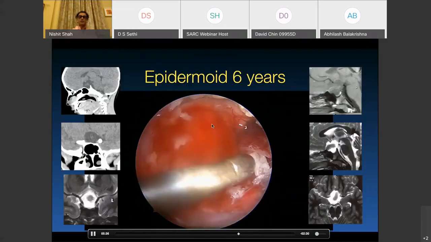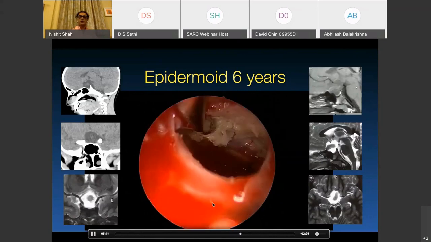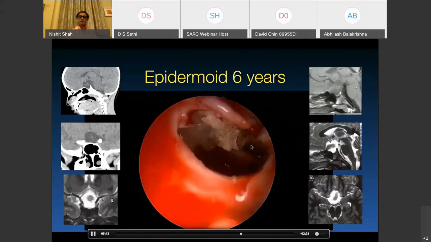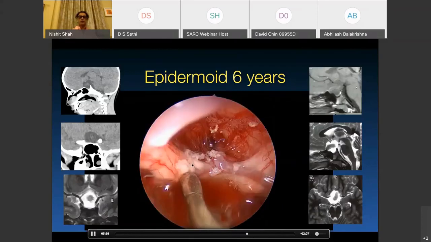The right side is more or less clear. We still need to take it out from the left. And as we do that, we start seeing a little bit of the optic nerve. And as we go ahead, we see the opposite optic nerve as well.